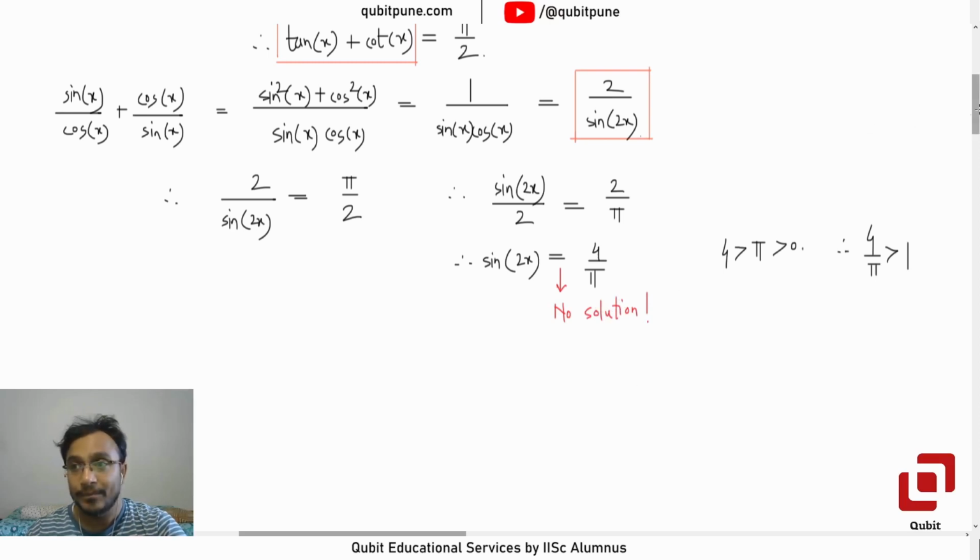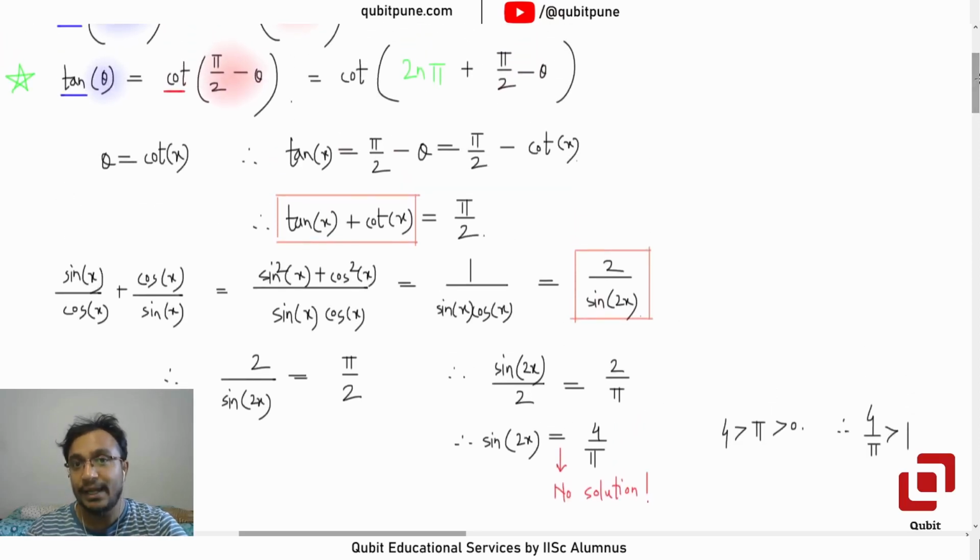Then what? Let's go back to that 2n pi that we added, and I told you that let's first not include that and see what we get. We have got a contradiction. Sine of 2x is equal to 4 upon pi. So what will we do now? There's nothing different that we will now do.